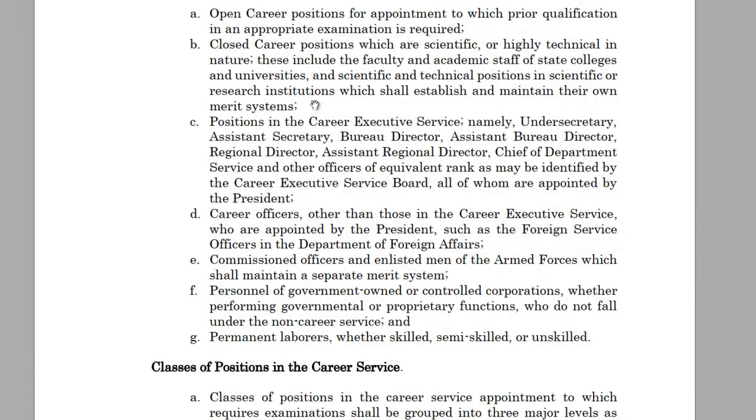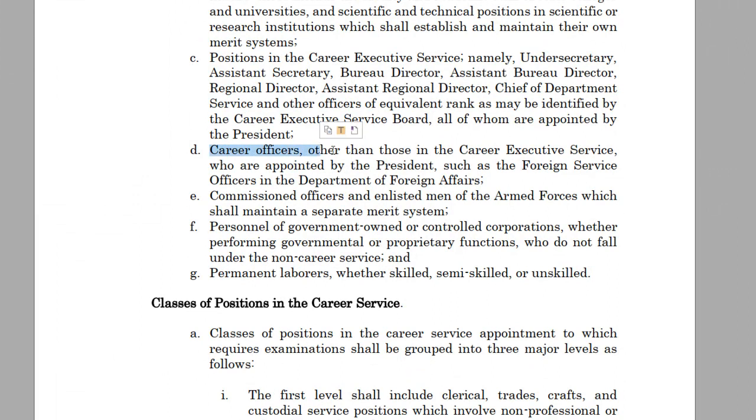So ano bang example ng mga positions sa career service? Mga undersecretary, assistant secretary, yung mga sa cabinet members ito. A bureau director, let's say yung undersecretary ng Commission on Higher Education, or undersecretary ng Department of Trade and Industry. Okay? Career officers, gaya ng Career Executive Services, mga nasa Armed Forces of the Philippines, personnel ng government-owned or controlled corporations. So, ito yung mga kumikitang korporasyon or kumikitang business ng gobyerno, gaya ng GSIS, Pag-ibig, PhilHealth, and etc.